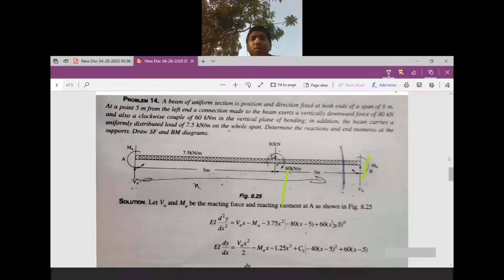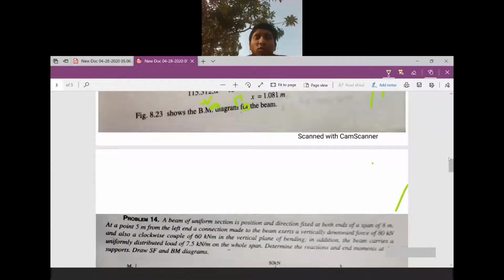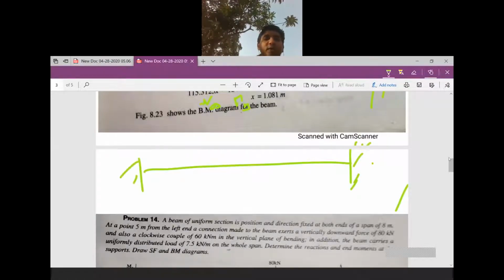So here he has given a problem. A beam of uniform section is positioned in direction fixed at both ends of a span of 8 meters. He has given a beam with a span of 8 meters. We'll read the question and draw the diagram, since he has given the question directly without a diagram. He has given a fixed beam with a span of 8 meters.